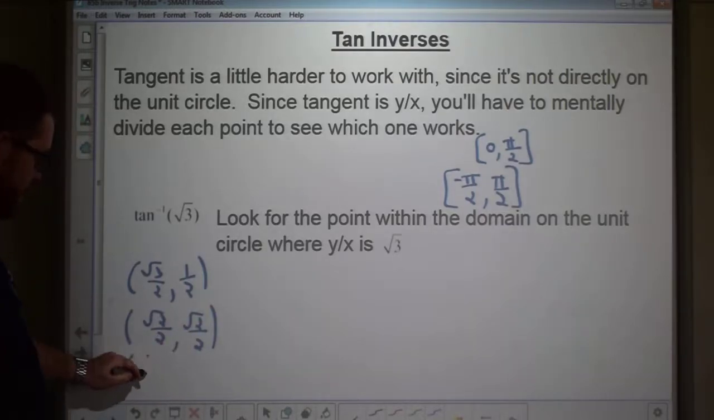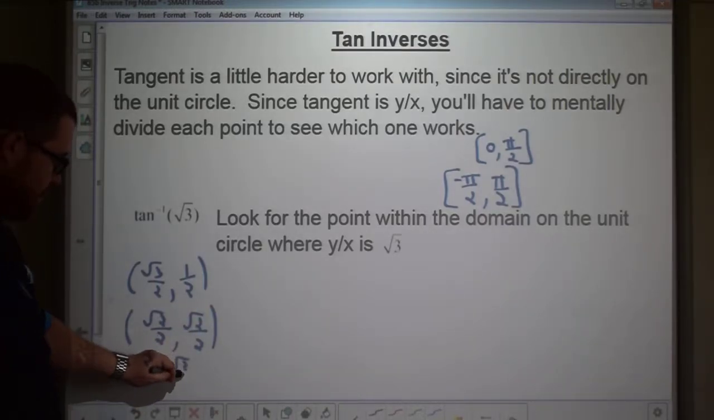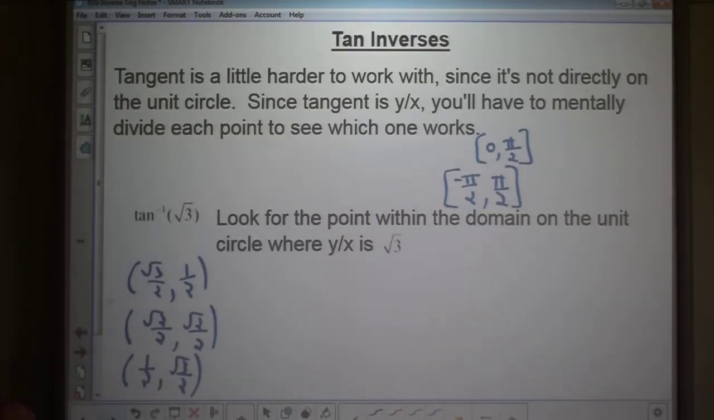And then I have 1/2, comma, square root of 3 over 2. Those are the 3 points in the first quadrant. Okay? This is pi over 6. This is pi over 4. This is pi over 3.